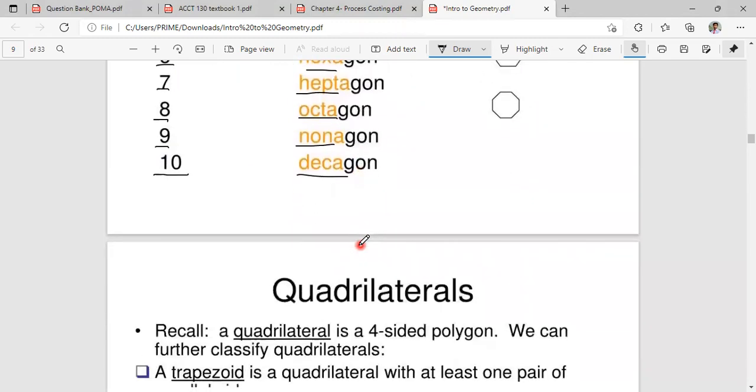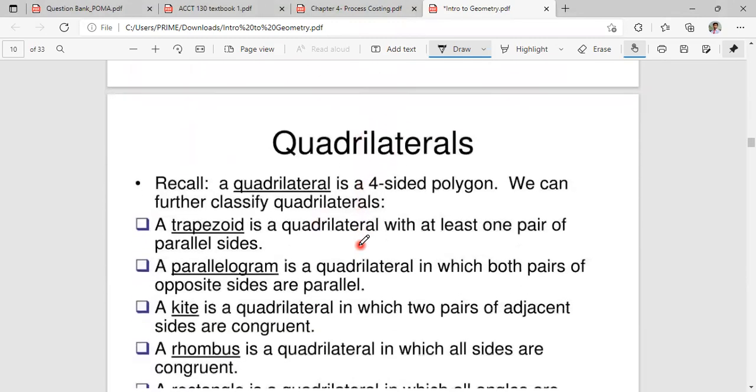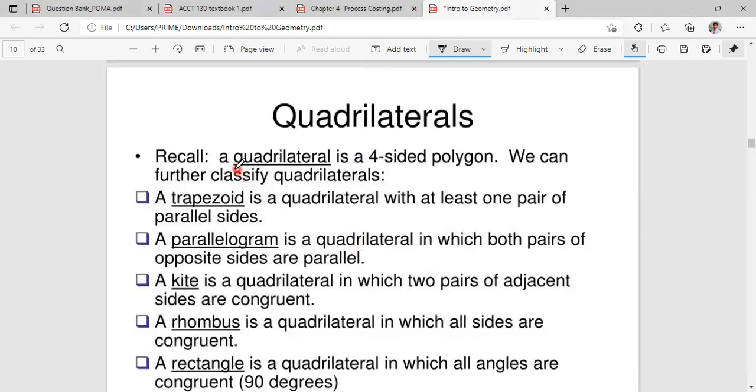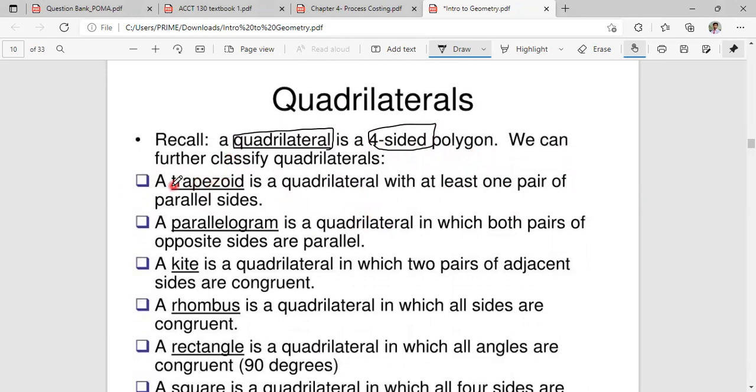Okay, so first we are going with the quadrilateral. What is a quadrilateral? Here I will go through some different definitions. In the last slide we studied the quadrilateral. It is a four-sided closed polygon. We can further classify quadrilaterals, first with the trapezoid. So what is a trapezoid?